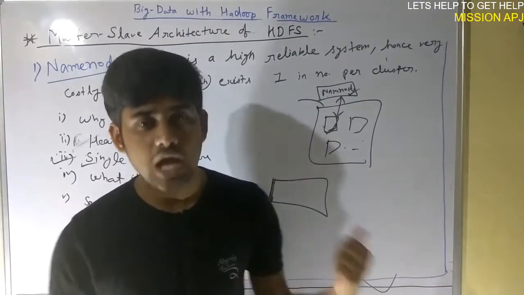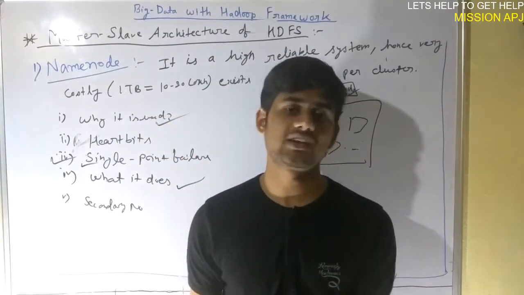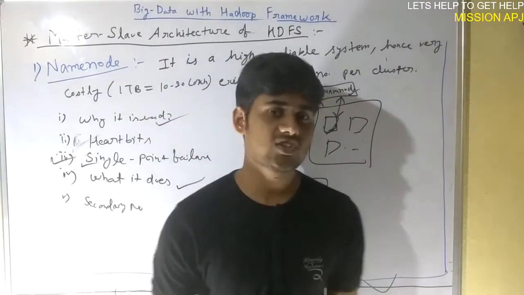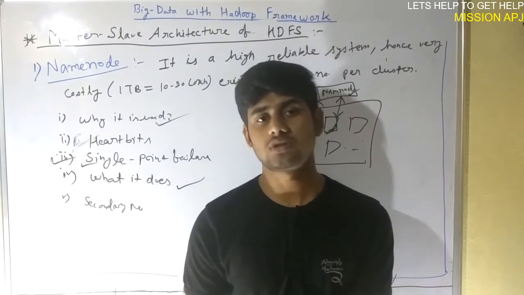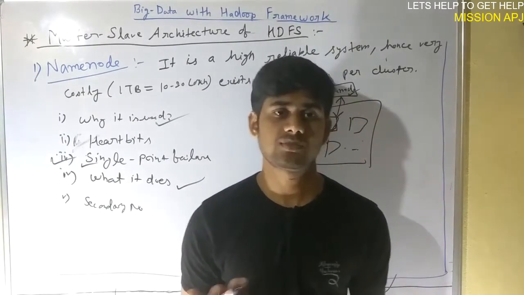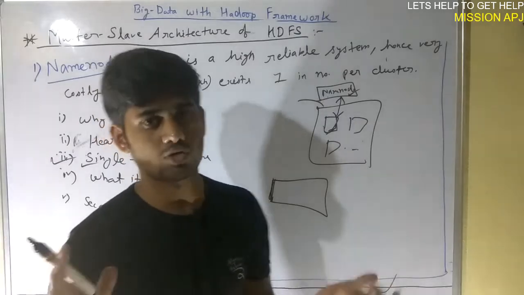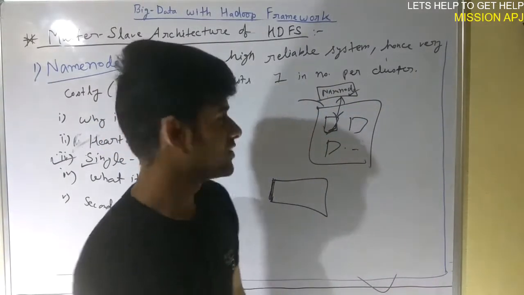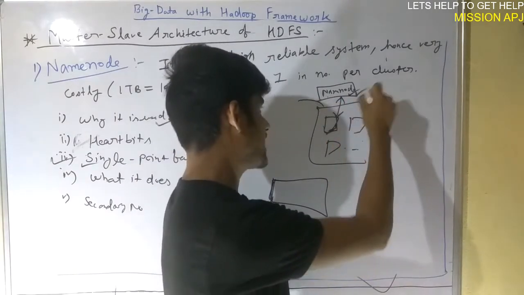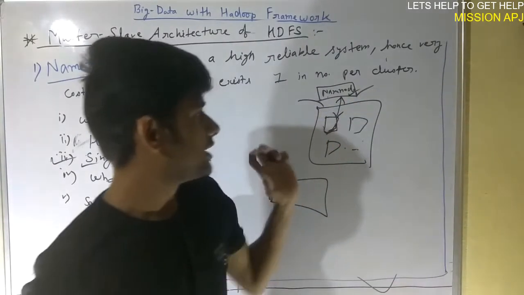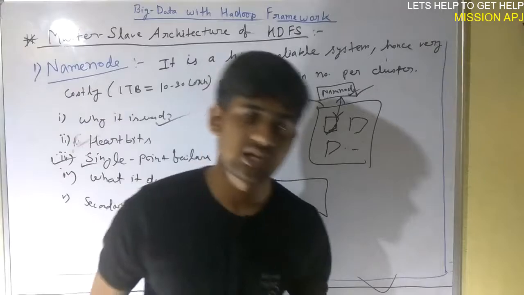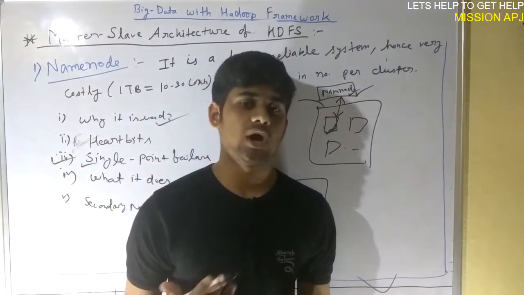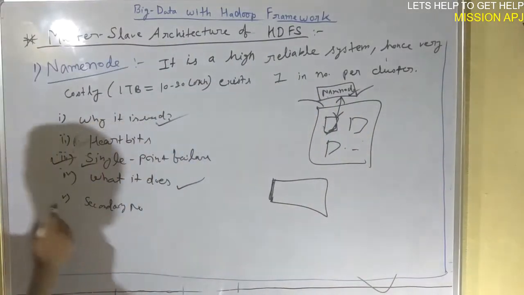It is like you have a home, but you forgot the address of your home. If you don't know the address of your home, how will you reach it? It's a simple thing. It's like your world has been lost. Oh my God, I don't have my home. So the failure of the name node is the failure of Hadoop. That's why the name node is called single point failure.